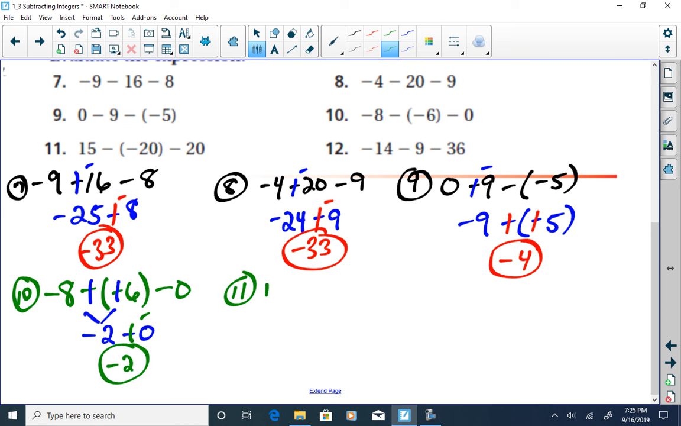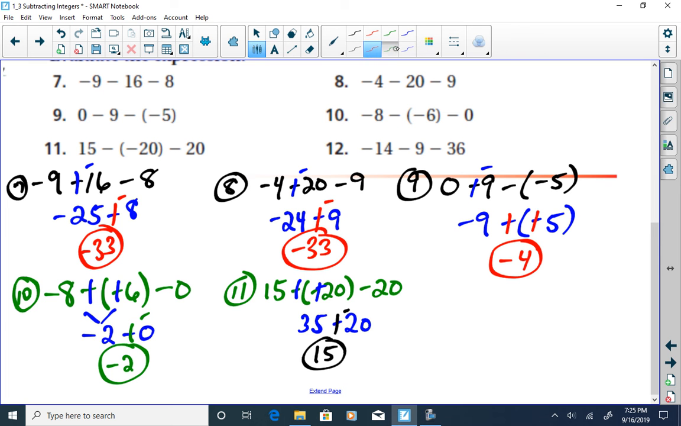Right? Problem 11. Problem 11, you have 15 minus negative 20, and then we're subtracting another 20. Start with the first two integers. I see its subtraction, so I add the opposite. 15 plus 20, it's going to be 35, but then we still have the minus 20. 35 minus 20 we know is 15, but I'm still going to use the additive inverse, so we add the opposite. 35 and negative 20 is still going to be 15. All right.